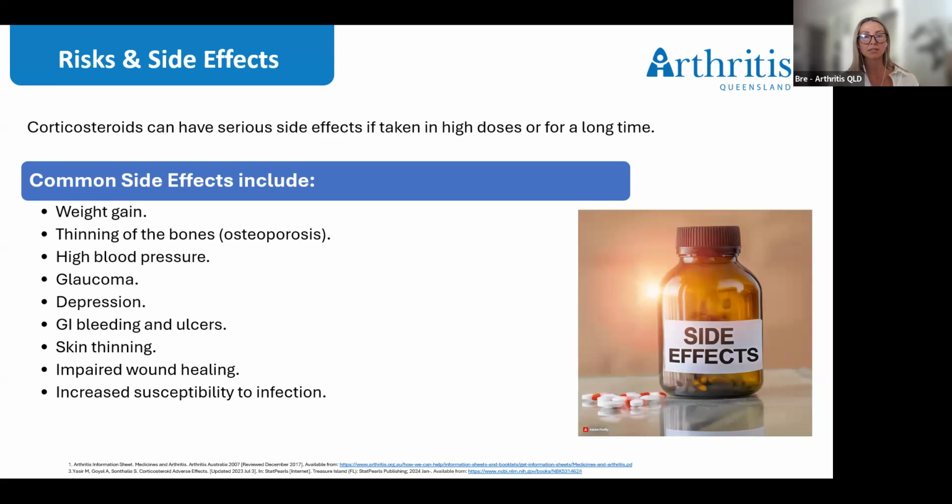So some common side effects include weight gain. It could cause thinning of your bones, which can lead to osteoporosis. It can result in high blood pressure or glaucoma, increase your risk of depression, gastrointestinal bleeding, and ulcers. It can actually thin your skin as well and cause impaired wound healing, and also increase your susceptibility to infections. It's very important to have the use of corticosteroids monitored closely by your healthcare professional.